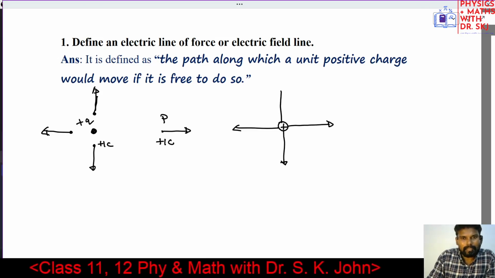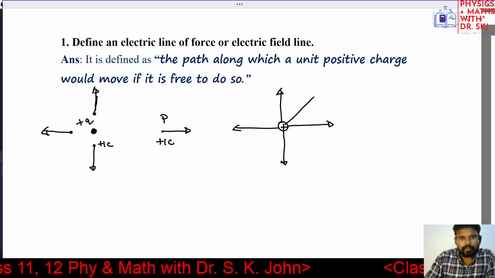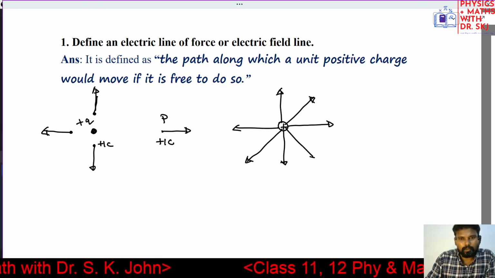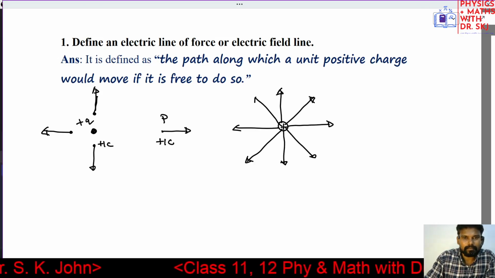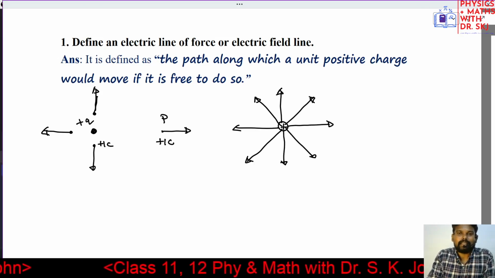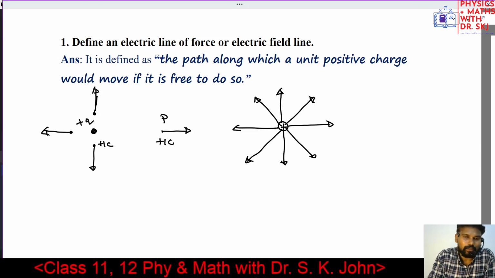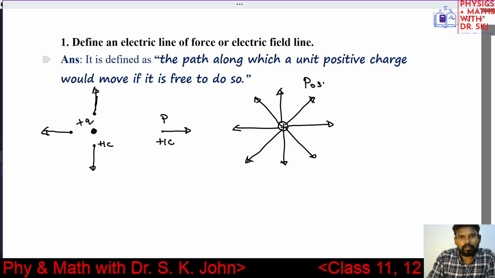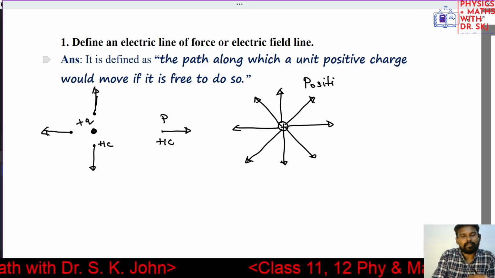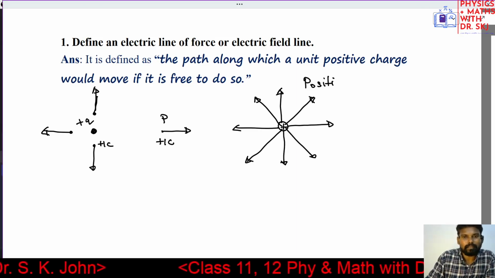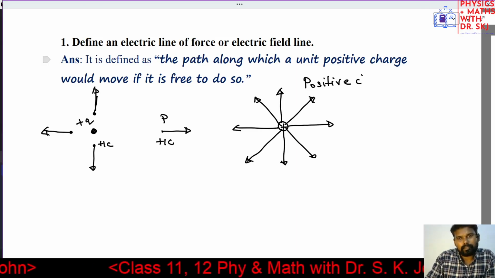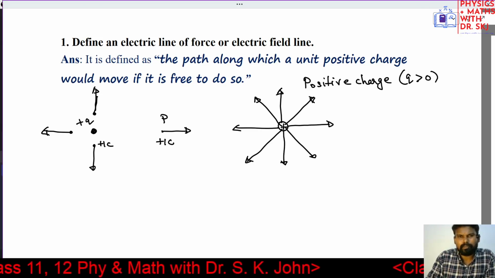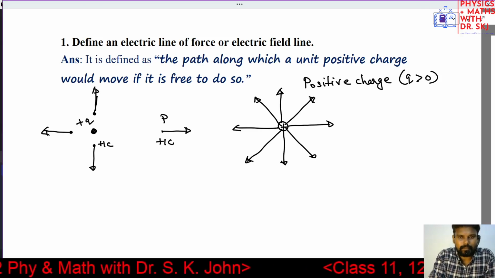So these directions in which a unit positive charge would move, if it is free to do so, are called electric field lines. Now I have drawn the electric field lines of a positive charge. If you are asked to draw the electric field lines of a positive charge, you have to draw this diagram. Positive charge means the charge is greater than zero.